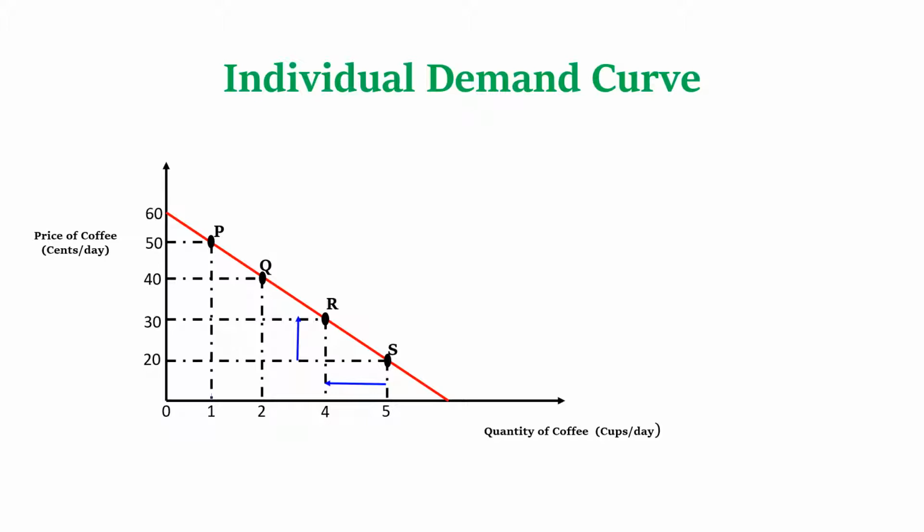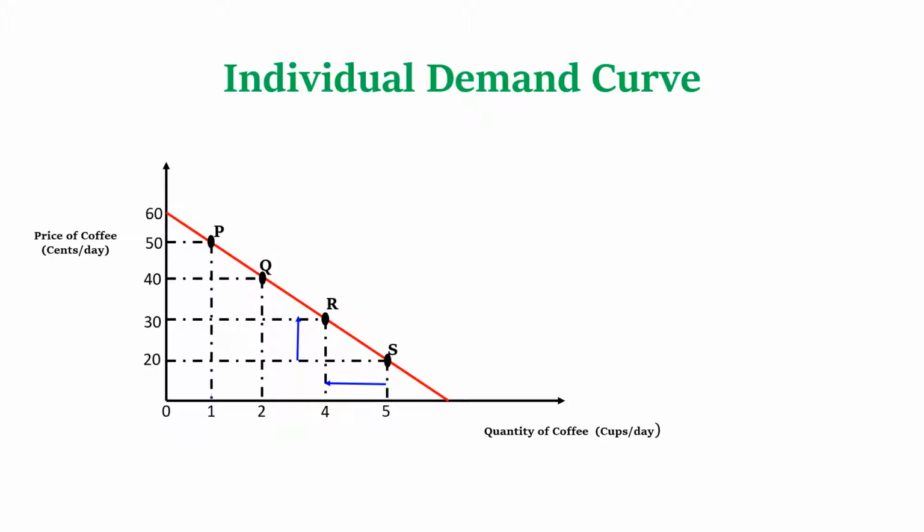Okay. Now you see, at a price of 60, what do you observe? At a price of 60, 0 units of coffee or 0 cups of coffee will be bought, okay? So the consumer is going to buy 0 cups of coffee at a price of 60, right?